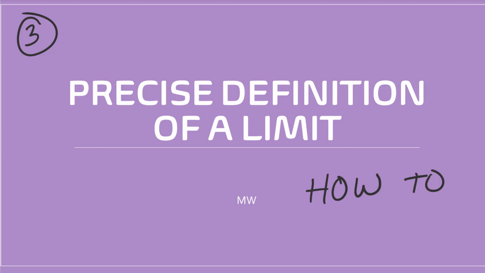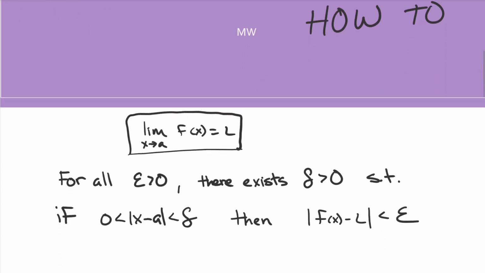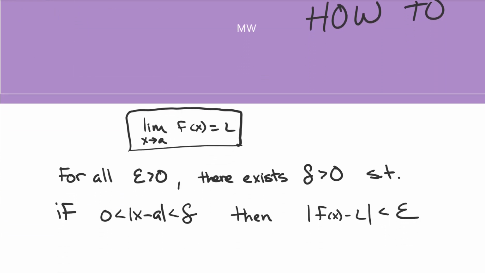All right, we're to the third part, and we're to the how-to. This is how we're going to do it. So we still got our definition hanging out. The limit as x tends towards a of f of x is equal to L, which says for all epsilon greater than 0, there exists a delta greater than 0 such that if 0 is less than the absolute difference between x and a, which is less than delta, then we can know for sure that the absolute difference between the function and the limit will be less than some number epsilon. Some positive. Okay.